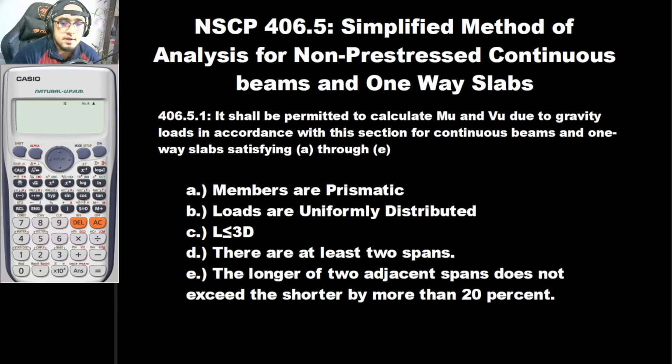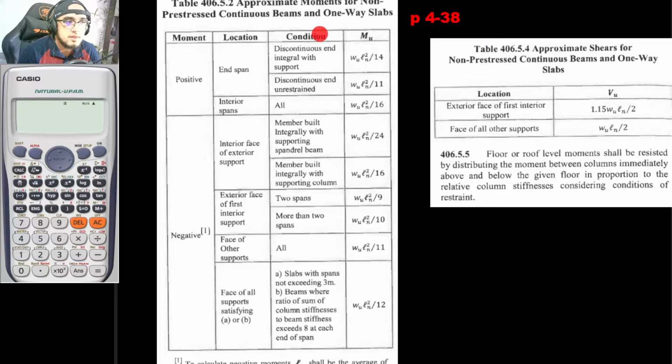So for today's meeting, we will just be continuing where we left off last meeting. Last meeting, we introduced the simplified method of analysis, and I have already shown you how to interpret these conditions and these locations. For this meeting, we will be having an example for you to understand our lessons better.